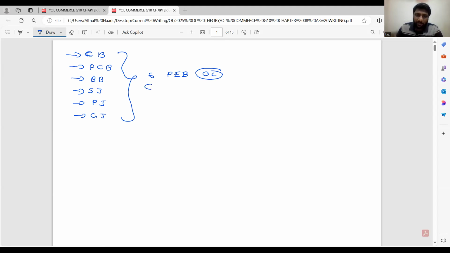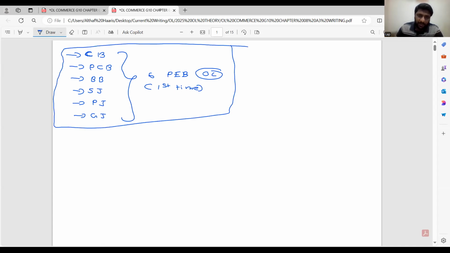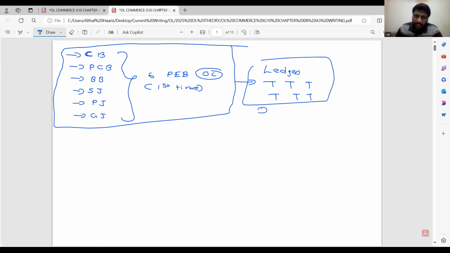Prime entry books are the books where we record the transaction for the first time. Once we record the transactions, as we learned in the previous chapter, we have to put them to the ledgers, the T accounts. When you are putting to the T accounts, there should be double entries. So today, what are we going to learn? How to prepare the cash book.